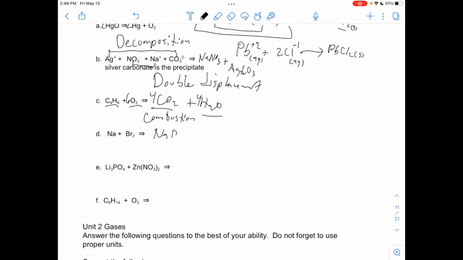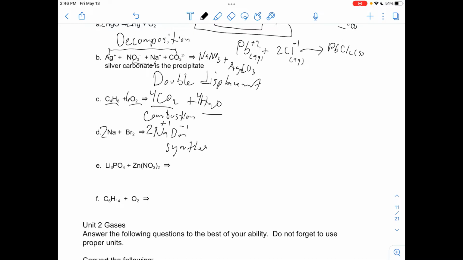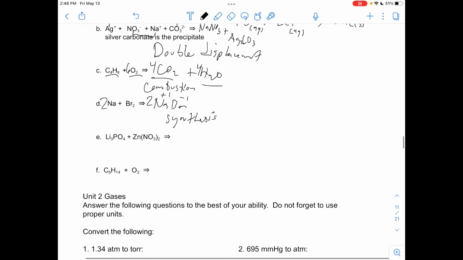Okay, Na plus Br2, they're going to combine to make NaBr, -1 + 1. I'm going to balance this. This is a synthesis because we're adding 2 things together. Okay, next one, we got a double player, double dancers.